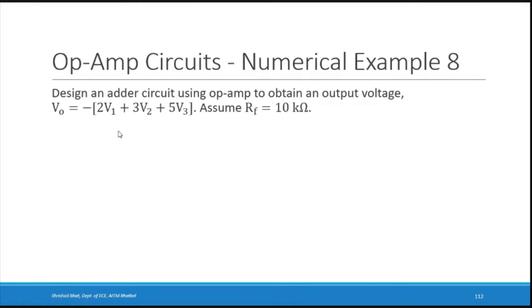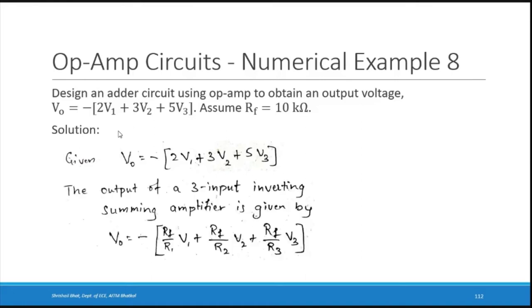So design an adder circuit means what? You need to find the values of different components that you're going to use, right? So in an adder circuit, what are the components? You have some resistances, R1, R2, R3, and RF, right? So you need to find the values of them. And how you can do that is by comparing the given expression with the expression for output voltage. So it is given that V0 is minus of 2V1 plus 3V2 plus 5V3.